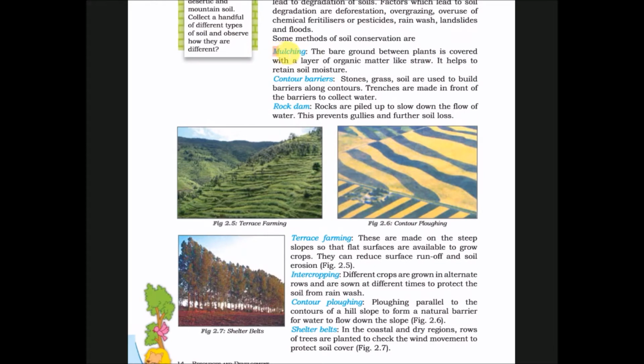Mulching. The bare ground between plants is covered with a layer of organic matter like straw. It helps to retain soil moisture. So just imagine that the square is a land, and you cover it with a layer of organic material like straw.